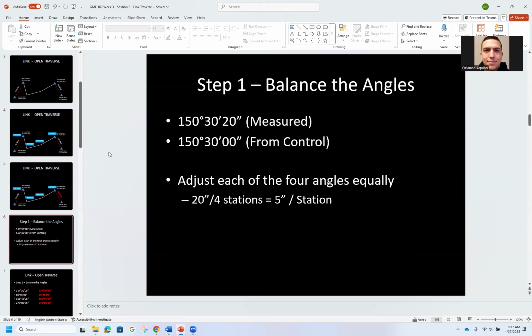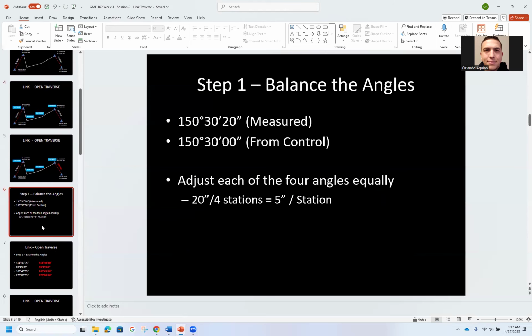So what we do, step one, balance the angles. Our measured was 150 degrees, 30 minutes, 20 seconds. Control was 150 degrees, 30 minutes, 0 seconds. So now we have to adjust the angles. Given that there were 4 stations that we set up on, we're going to take that 20 and divide it by 4, and we're going to get 5 seconds per station to balance the angles.